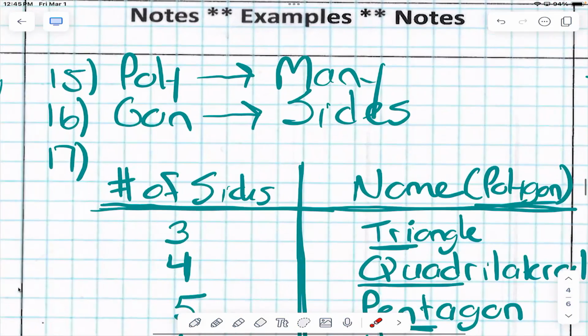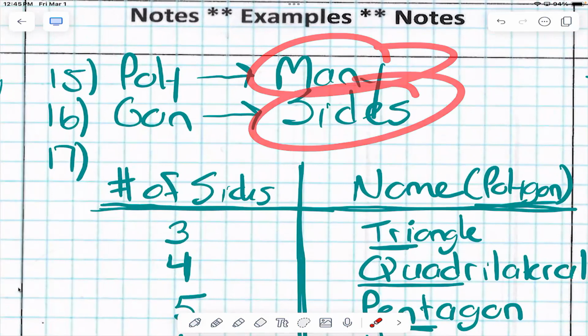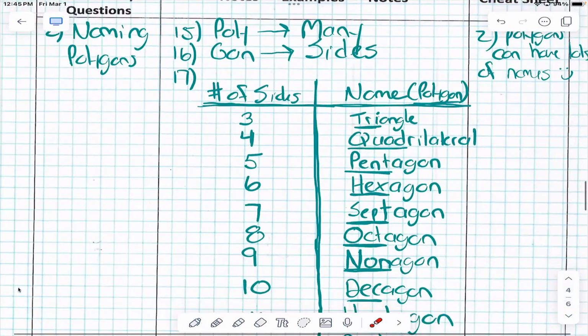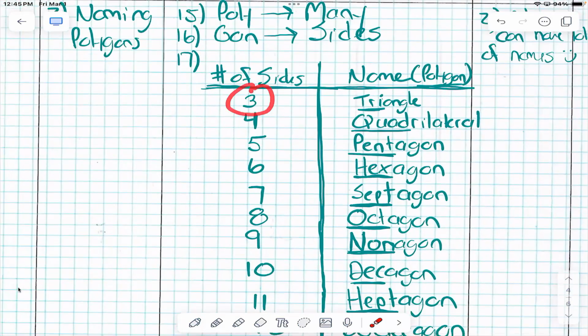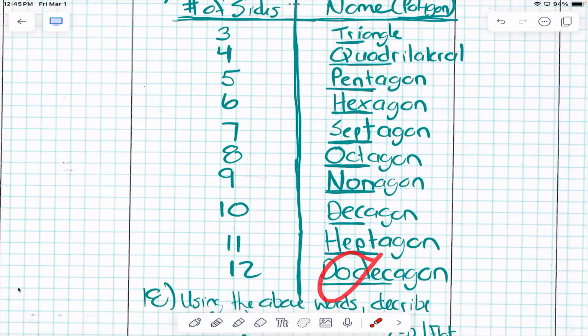What's poly mean? Many. What's gon mean? Side. So a polygon has many sides, right? A three-sided shape is called a triangle. We know a triangle has three sides because the prefix is what? Tri. What does tri mean? 3. A quadrilateral has how many sides? 4. What does quad mean? 4. Look at all of these prefixes here, you guys. All of these prefixes are going to tell you how many sides they have because guess what hex means? 6. You get the idea there?